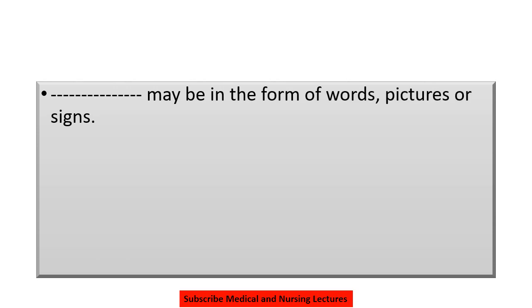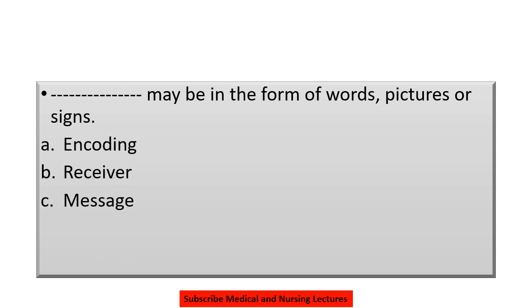Dash may be in the form of words, pictures, or signs. Encoding, receiver, message, sender, and decoding. So here the correct option is message. As we have studied, the message can be in the form of words, pictures, or signs.